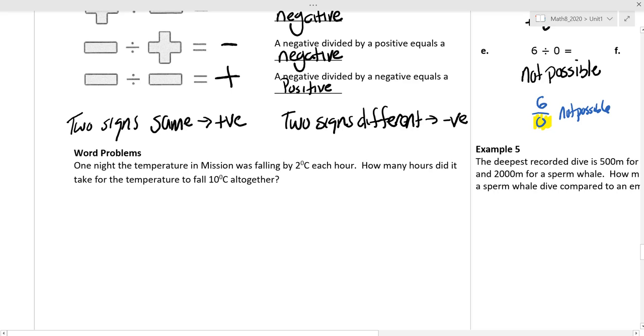Word problem. So one night in Great Old Mission here, the temperature was falling by 2 degrees Celsius each hour. How many hours did it take for the temperature to drop 10 degrees altogether?